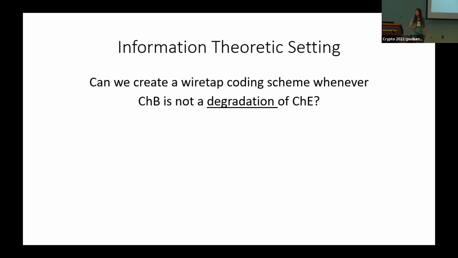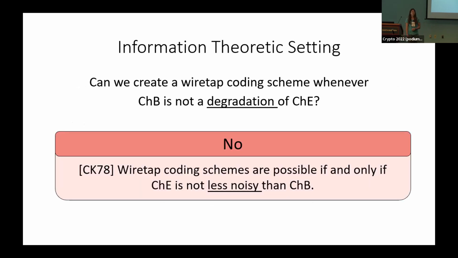Okay, so in light of this result, we can ask whether it's possible to create a secure wiretap coding scheme whenever this is not the case. Can we create a wiretap coding scheme whenever channel B is not a degradation of channel E? Unfortunately, in the information theoretic setting, the answer is no. Csiszár and Körner in 1978, and these are the Csiszár and Körner of our title, show that wiretap coding schemes are possible if and only if channel E is not less noisy than channel B.